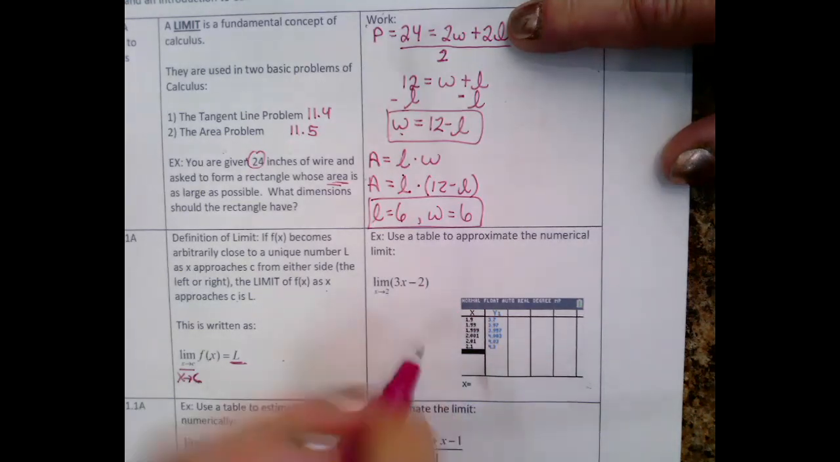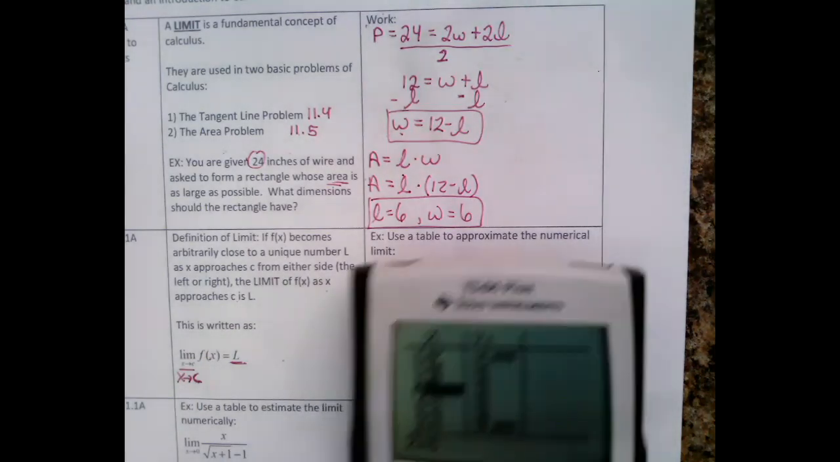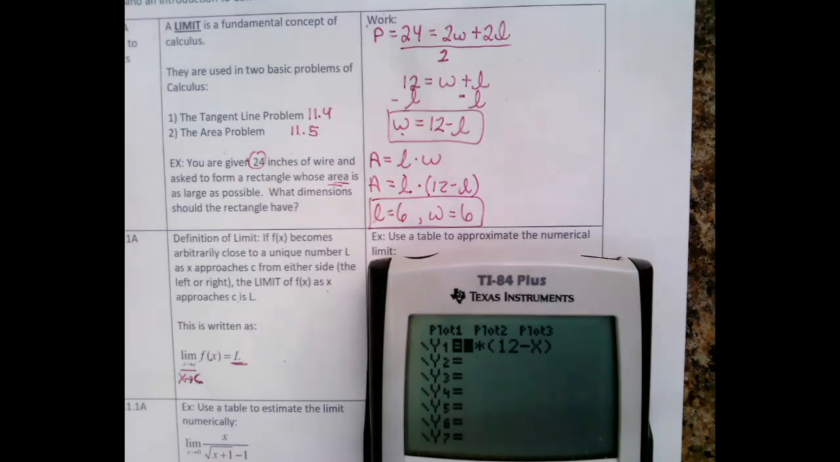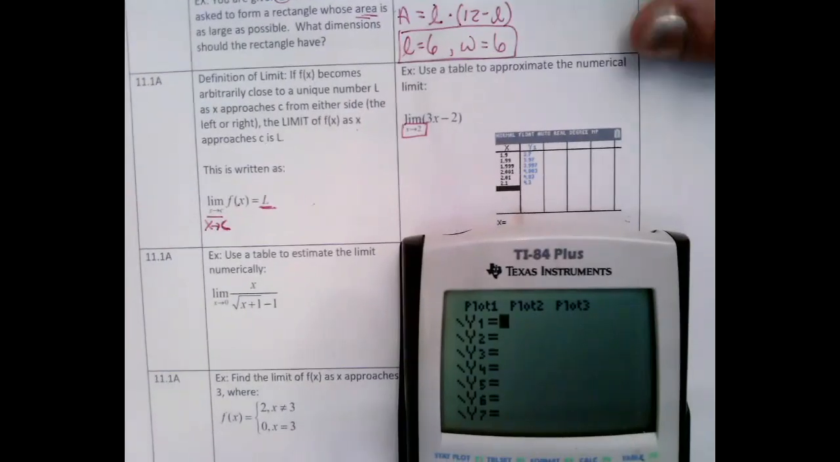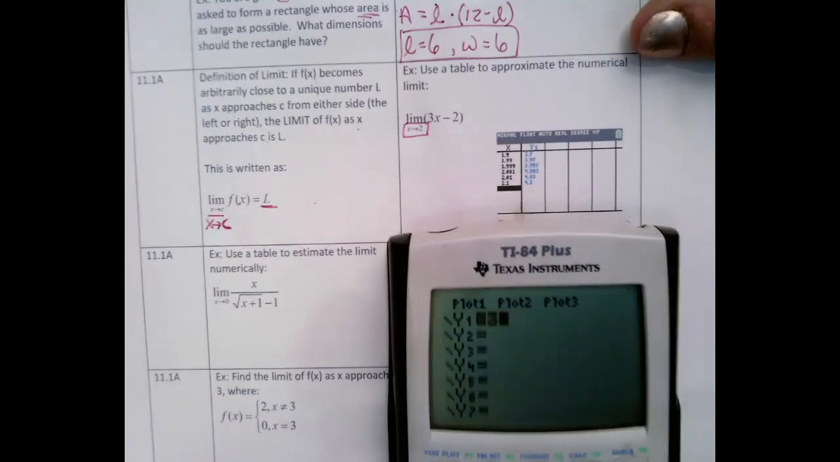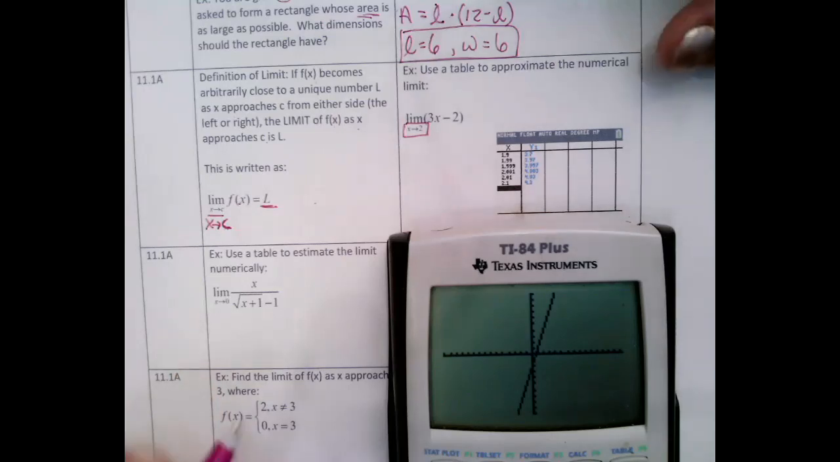So, limit of 3x minus 2 as x approaches 2. That's what we want to get closer and closer to. I'm going to go into my calculator again, even though we've already got a graph on here for you. I'm going to show you guys how to input it. We're inputting it just like normal, 3x minus 2. If we graph this, we can see it's a linear equation.